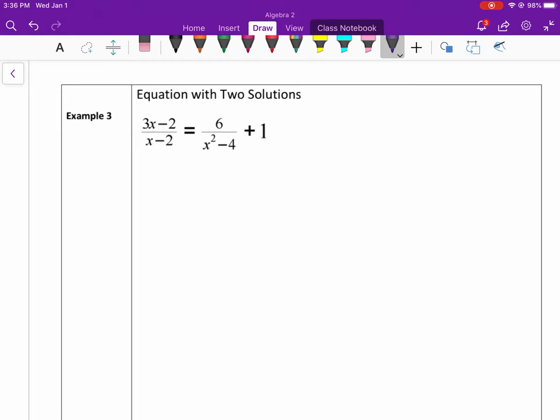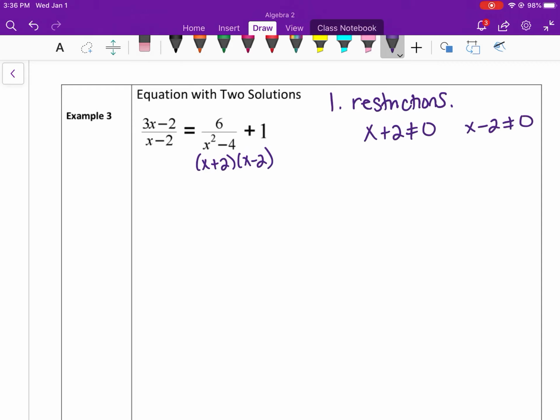Okay, so here's one where we might have 2 solutions. So I always like to state my restrictions right away. So it might help to factor this x squared minus 4. Remember, that's difference of perfect squares, so x plus 2 and x minus 2. And so x plus 2 cannot equal 0, and x minus 2 cannot equal 0. So we have 2 options here. We cannot have negative 2, and x cannot be positive 2 either. Because either one of those would make the function undefined.